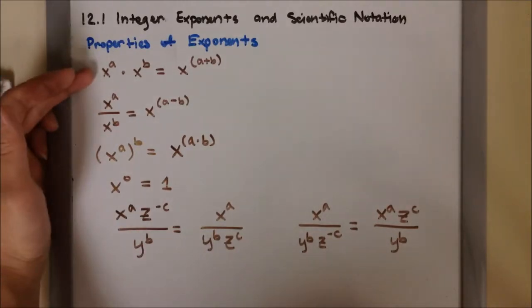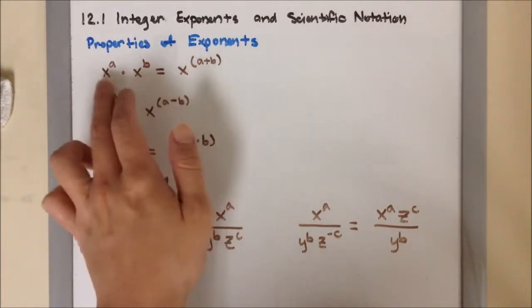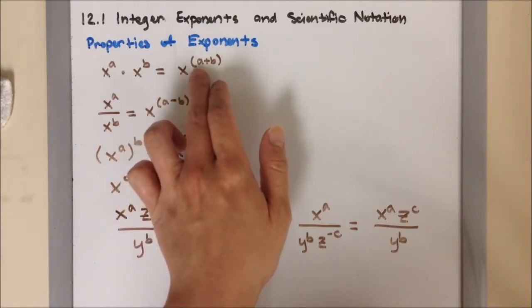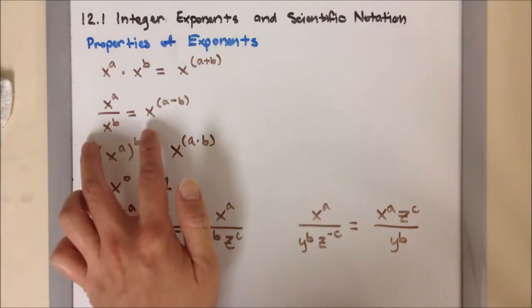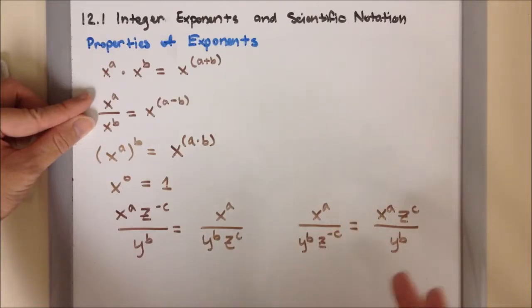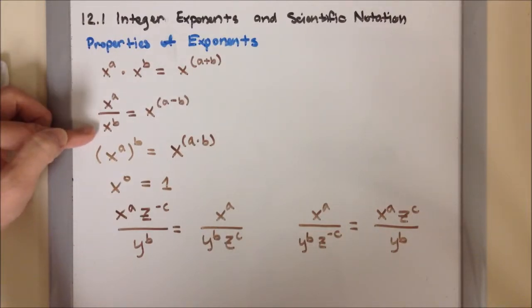Now, the first property is that when you're multiplying with the same base, you're going to add the exponents. So x to the a times x to the b power will equal x to the power of a plus b. Now the second property is when you're dividing with the same base, and what I forgot to mention is that the same base could be the same variables or the same numbers, so these apply to variables or numbers or both at the same time. When dividing, we're going to subtract the exponents, top minus bottom.